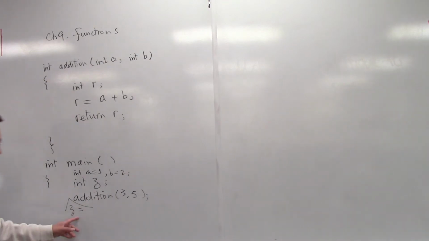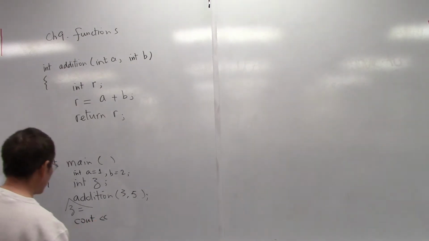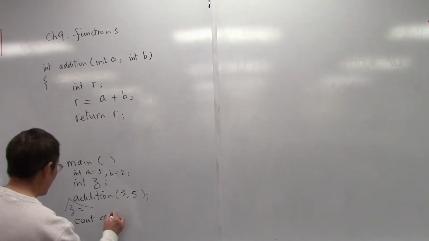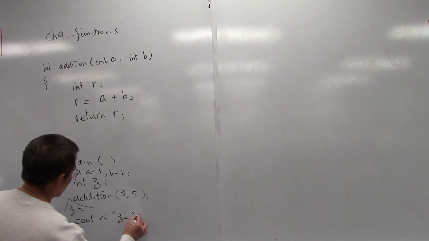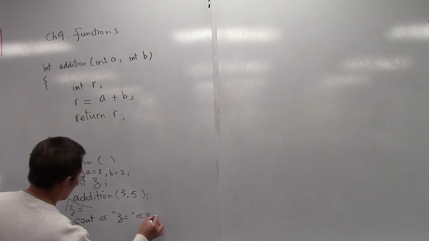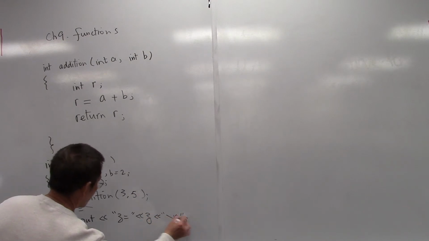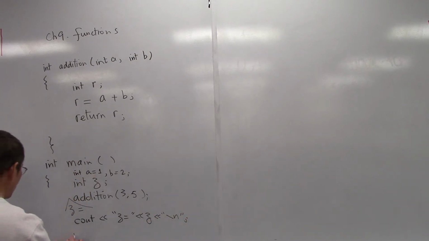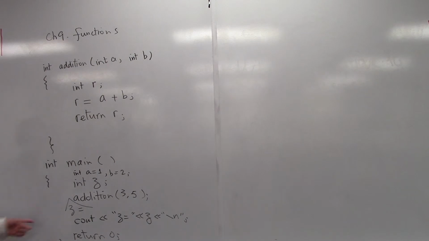Okay? Okay, once we've done that, now we can output that: cout less than less than z equal, cout z, and then we can say backslash n, and then return 0. That will complete the main program.